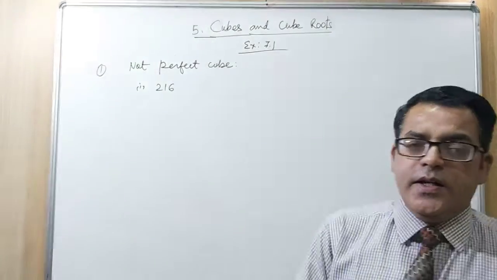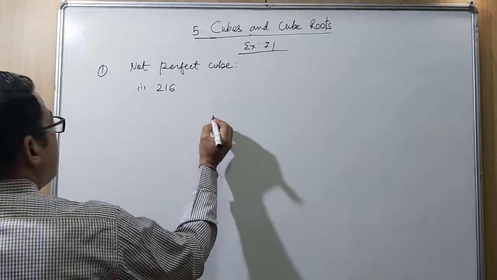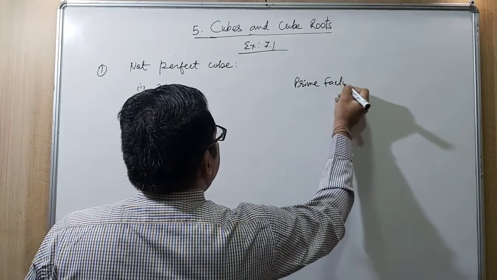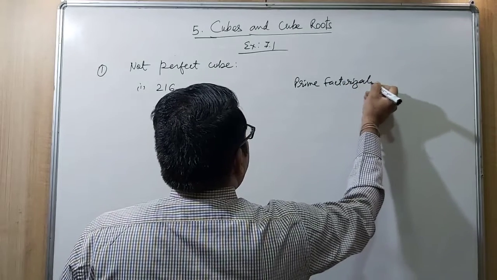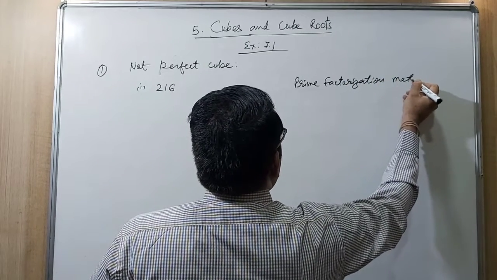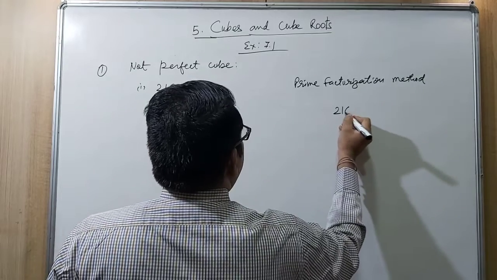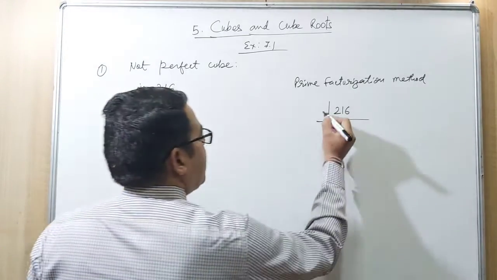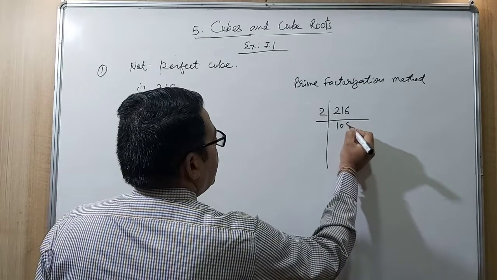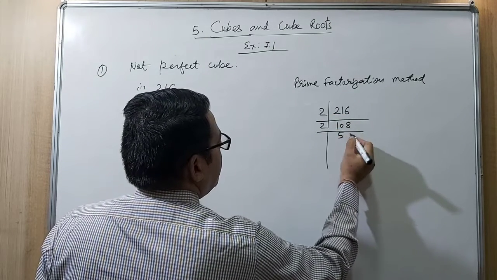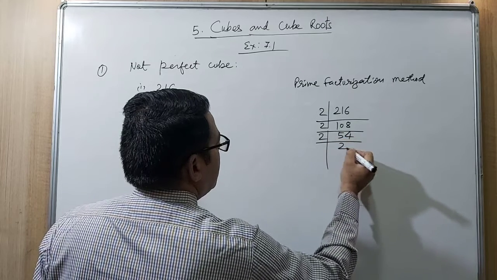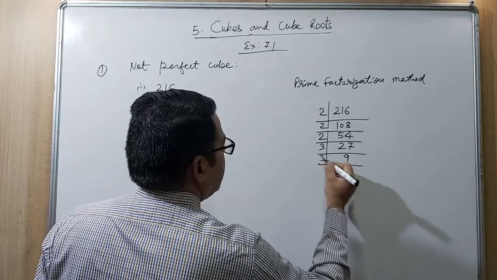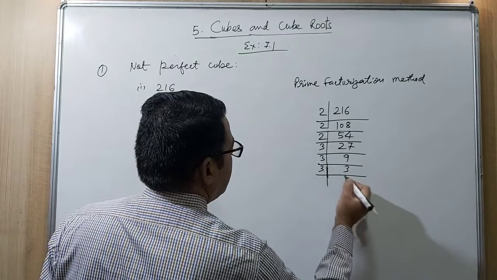So how can we find it? Let's see here. One method we know is the prime factorization method. So we need to take prime factors of 216. We know that by 2 we can divide it to get 108, by 2 to get 54, by 2 to get 27, now by 3 to get 9, now by 3 to get 3, and by 3 to get 1.